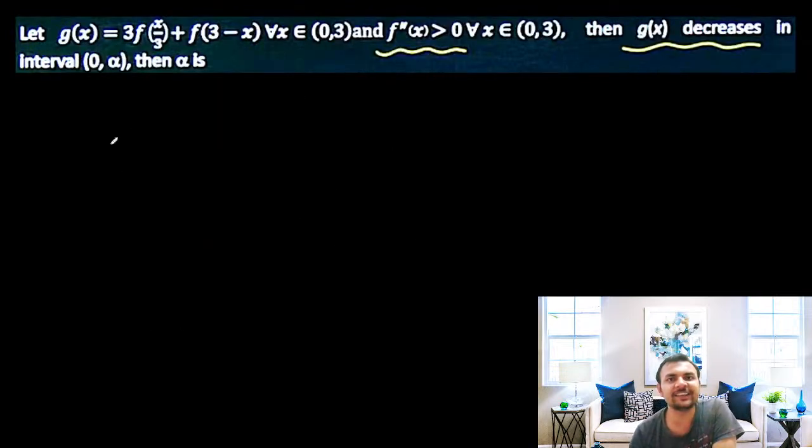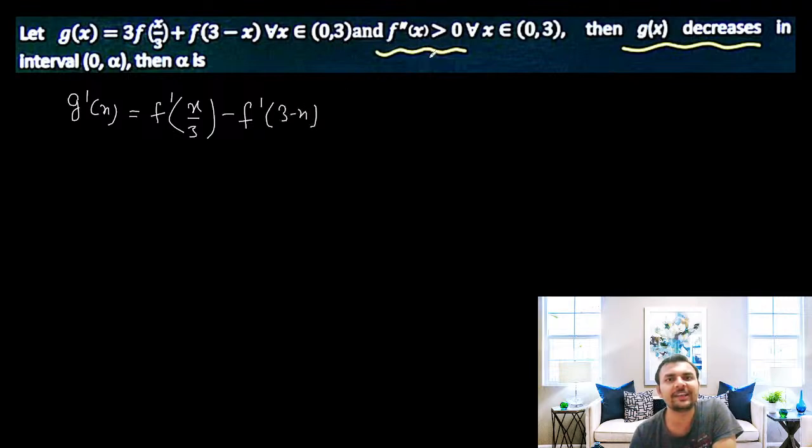g(x) is this thing. f double dash x is bigger than 0. x belongs to 0 to 3. g(x) decreases with x. So what will happen? g dash x will come out to be f dash x by 3 minus f dash 3 minus x.